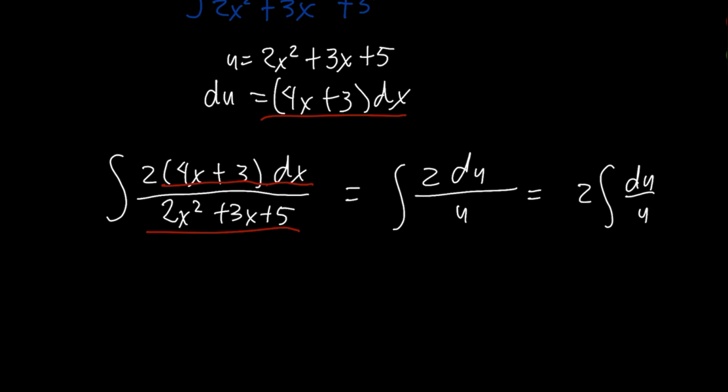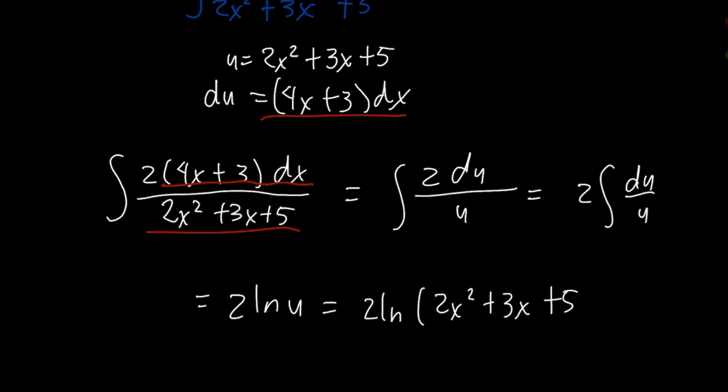If we integrate du over u, that is equal to ln u, so 2 ln u. But we know that u is equal to 2x² + 3x + 5. So let's substitute that back. 2 ln (2x² + 3x + 5) + c. Forgot plus c here.